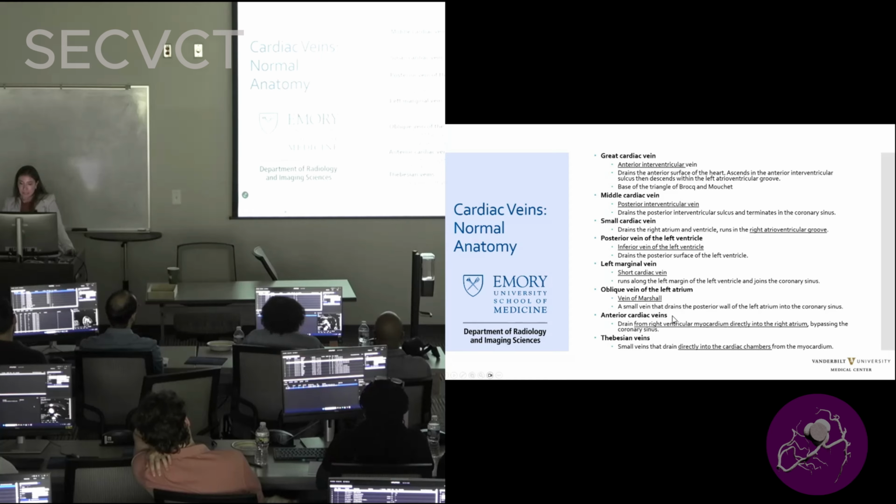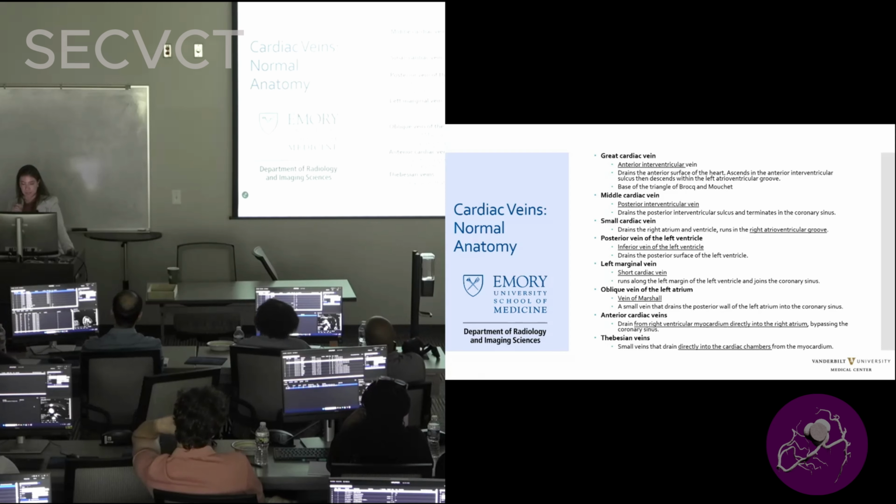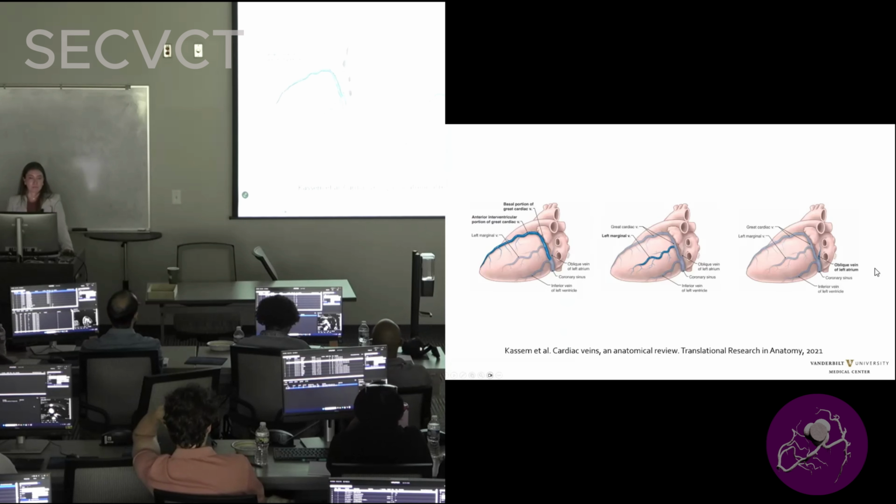And then the anterior cardiac veins drain from the right ventricular myocardium directly into the right atrium. What's important about that is they bypass the coronary sinus. And lastly, the Thebesian veins are small veins that drain directly into the cardiac chambers from the myocardium. So there are different levels of drainage there. And the coronary sinus is obviously very important procedurally.